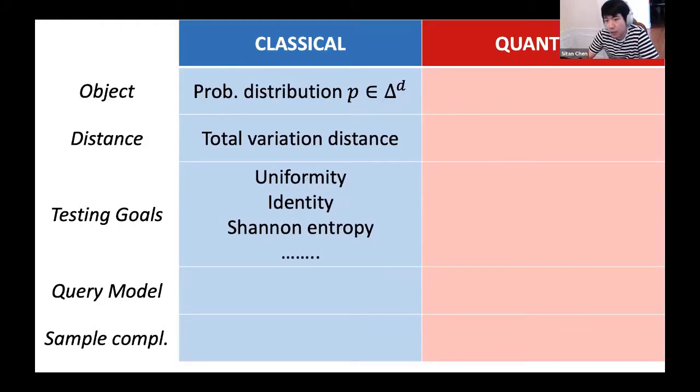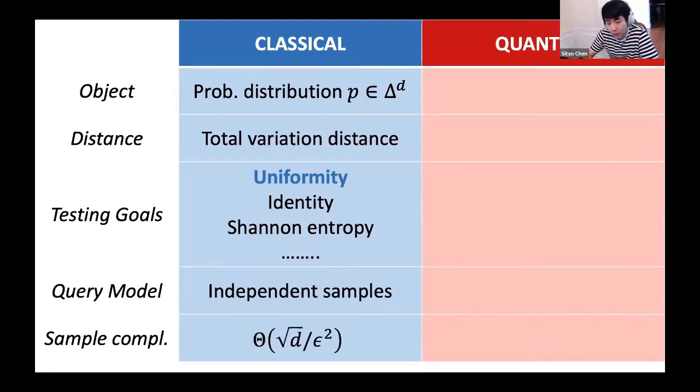Some canonical problems in the space include testing whether P is equal to the uniform distribution over D elements, or perhaps equal to some specified distribution, and this would be called identity testing, etc. And the model under which we interact with this unknown object is through independent samples. So in this talk, we'll focus on uniformity testing and its quantum analog.